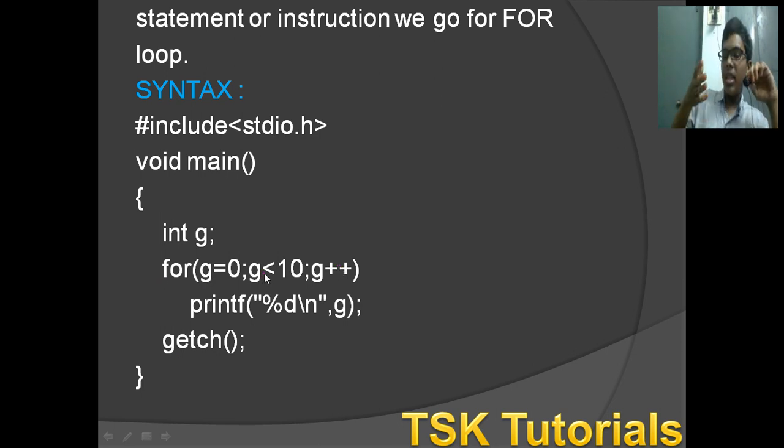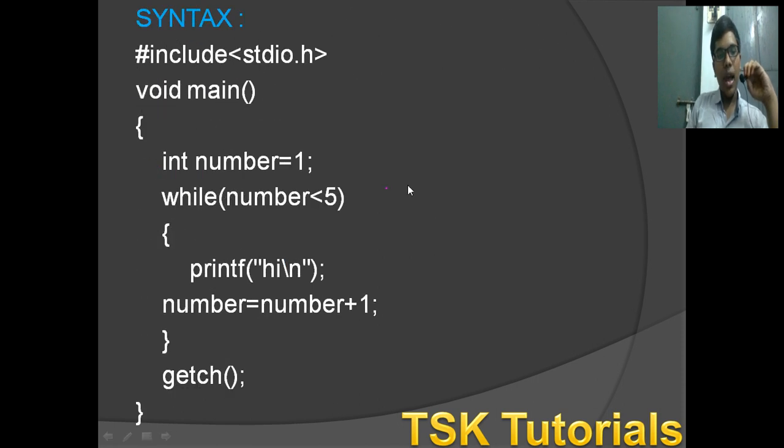What have I given? g less than 10, and g must be less than 10. Till then you have to run the program, and after that you get out of it. My condition is g less than 10. In the while loop also, I have given number less than 5 before entering the loop. The test condition has to pass first, later it prints. The main condition is that number must be less than 5, then only it prints high. That means the condition is given at the entry of the loop. That's the entry control loop.